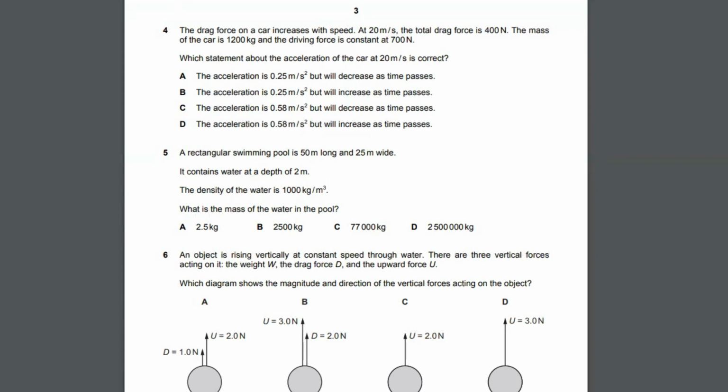Okay. So first of all, we know density is mass upon volume, and volume itself is length into breadth into height. And we have been given the length, breadth, and height. So now mass will be equal to density into volume.